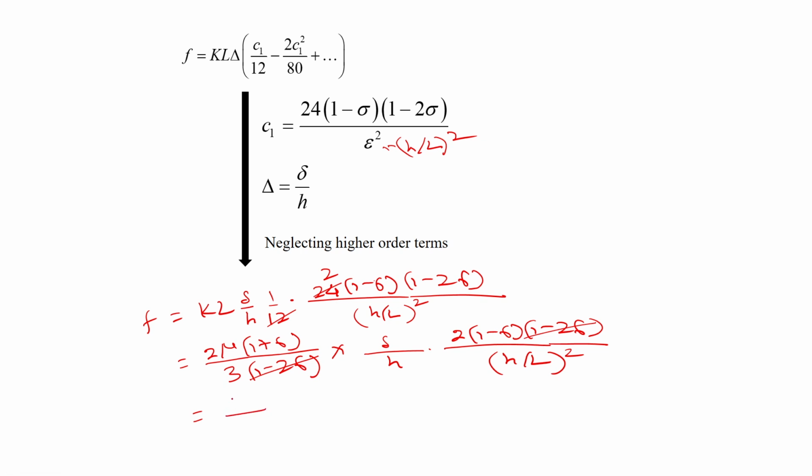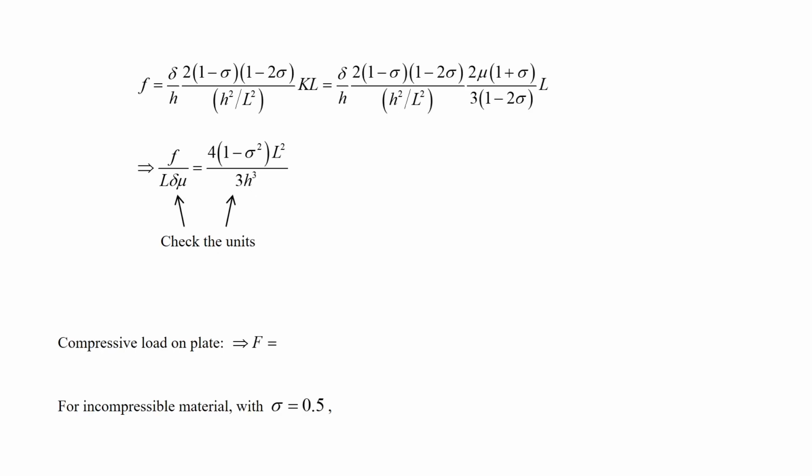So, what I have now is 4 by 3 mu, 1 plus sigma by 1 minus sigma. So, that is 1 minus sigma square. So, 4 mu by 3, 1 minus sigma square here and delta here, and this is h, delta by h, and here it is 1 upon h by L whole square. So, this is the kind of expression that I have. So, finally, f by L into delta into mu, that I will get.